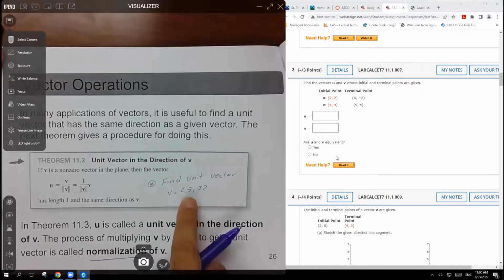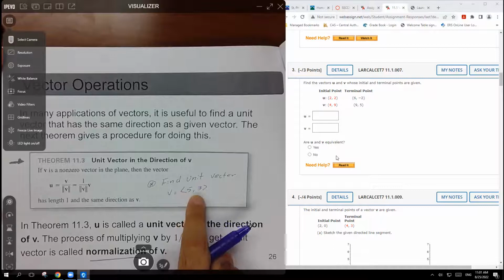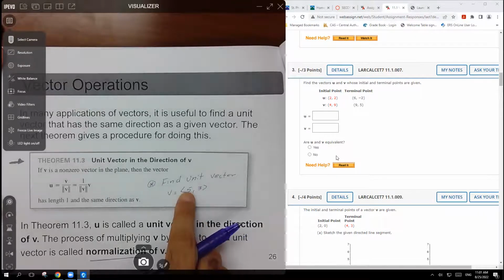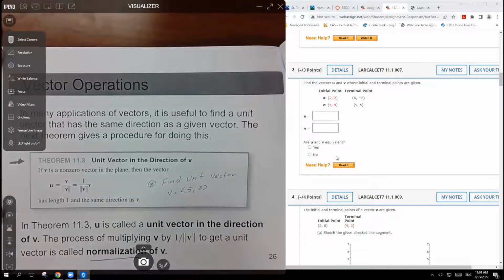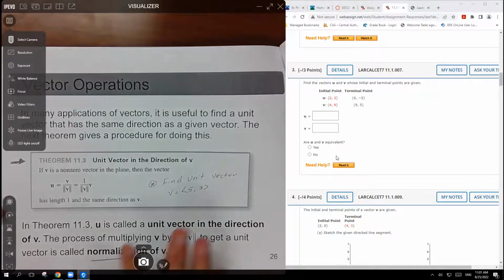So first of all, you're going to find the length of v, and you're going to divide each component of v by the length. The result vector, when you find the length of the new vector, the length 100% is supposed to be 1. Okay? This is important.